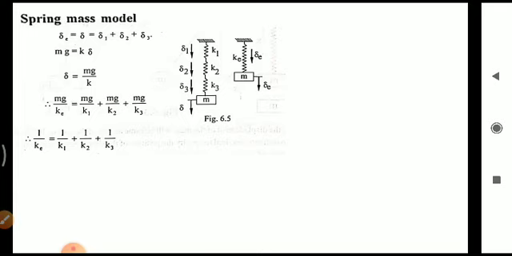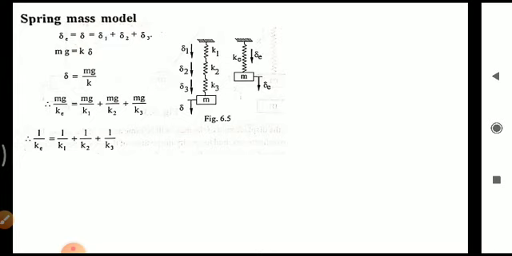The springs are connected in series. The three springs have stiffness K1, K2 and K3, and each spring will produce a deflection delta 1, delta 2 and delta 3. The total deflection is equal to delta, which is shared by delta 1, delta 2 and delta 3. So we will write the equation delta equivalent is equal to delta 1 plus delta 2 plus delta 3, and the total load acting downward, mg, is equal to k delta.